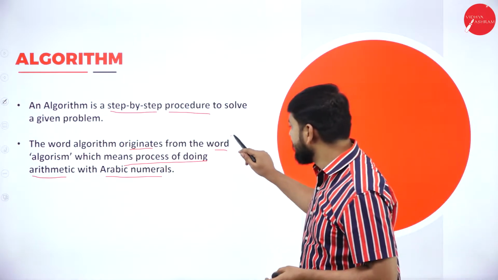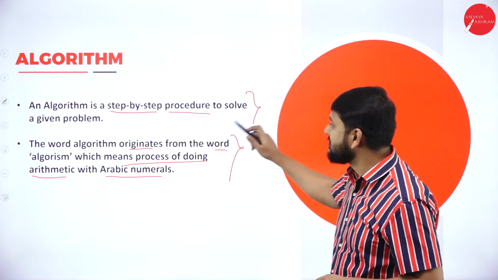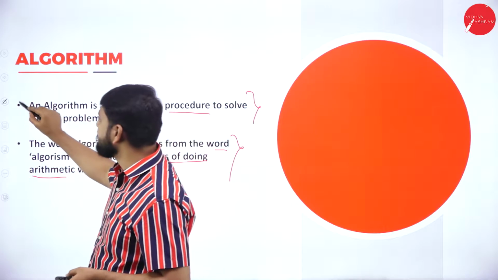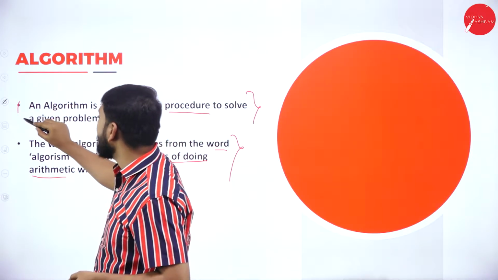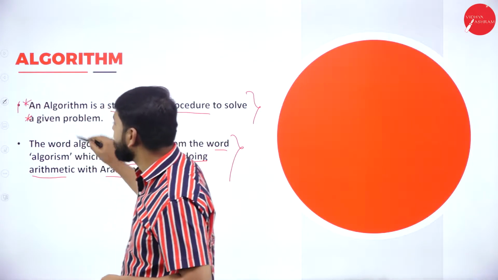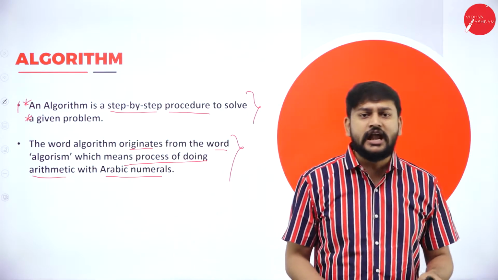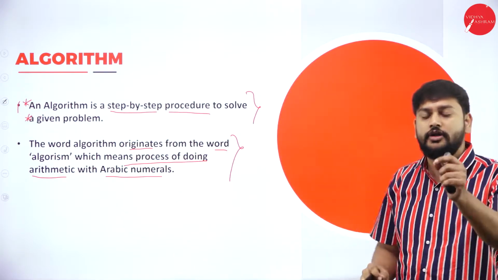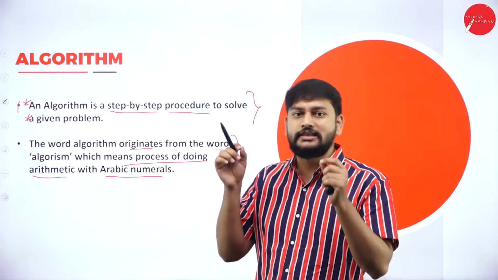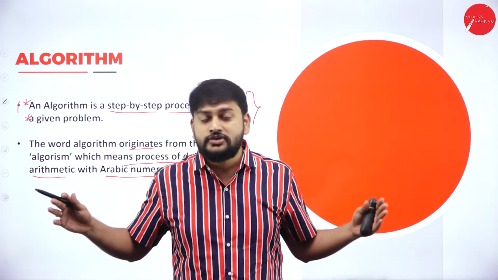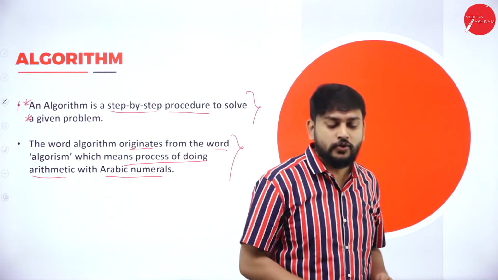Even if you don't remember anything else, please don't forget this. This is very, very important. This is the definition of an algorithm. Don't forget this. What is that? You are trying to solve a given particular problem with a step-by-step procedure. That's what you need to remember with respect to an algorithm.